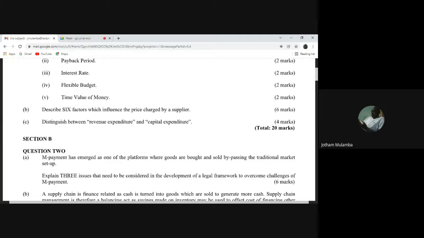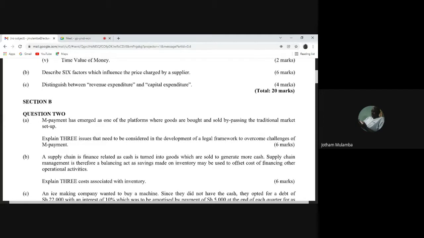Yeah, for a long period of time. So we said that revenue expenditure are expenses for normal operation of the business where you expect to get returns, immediate returns. But with the capital expenditure, you are investing in long-term investment, like fixed assets. If you are buying fixed assets, that's a capital expenditure.